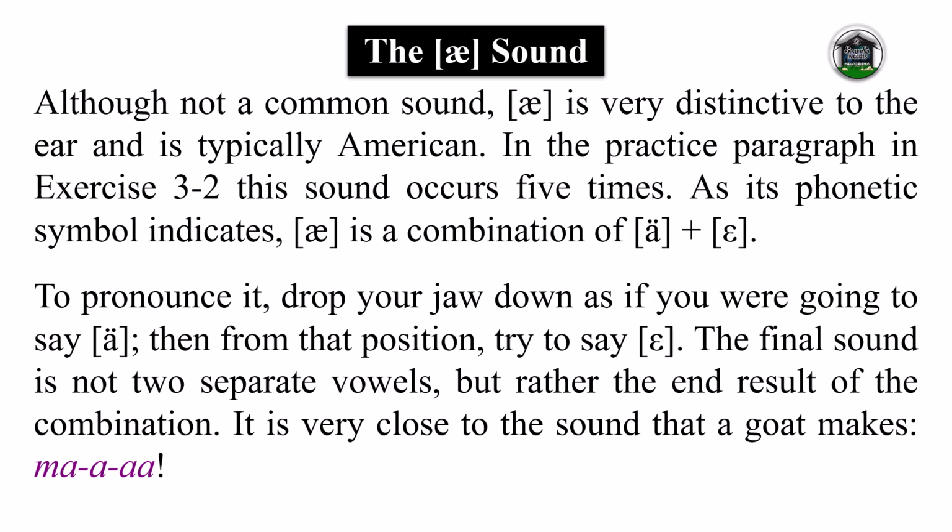The "a" sound. Although not a common sound, it is very distinctive to the ear and is typically American. In the practice paragraph in exercise 3.2, this sound occurs 5 times. As its phonetic symbol indicates, it is a combination of "ah" and "eh." To pronounce it, drop your jaw down as if you're going to say "ah." Then from that position, try to say "eh." The final sound is not 2 separate vowels, but rather the end result of the combination. It's very close to the sound that a goat makes, "meh."